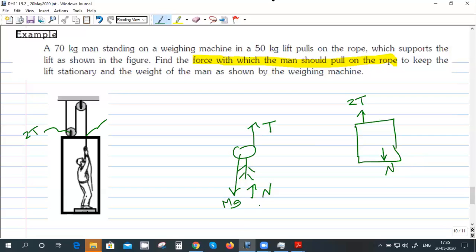Normal reaction is usually, that's what I'm saying. Here you should not write the weight of the man acting on this one, because the interaction between the man and the floor of the lift is the normal reaction, not other things. So here you should not put this as the weight of the man, it's the normal reaction. And the normal reaction you can find from here, which is mg minus T.